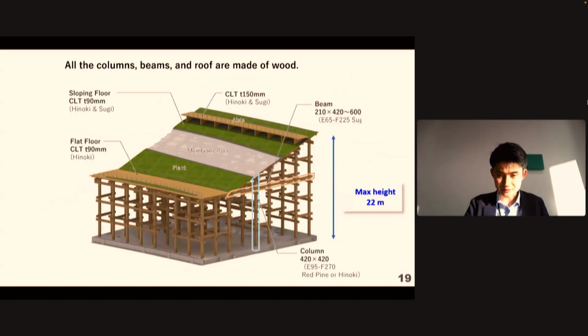Using this joint concept, we achieve a fully timber structure, crowns, beams, and roof, reaching up to 22 meters in height. For example, crowns use 420 millimeter glue laminate timber, and the floors use 90 millimeter CLT. Selecting species and sizes appropriately for each row.